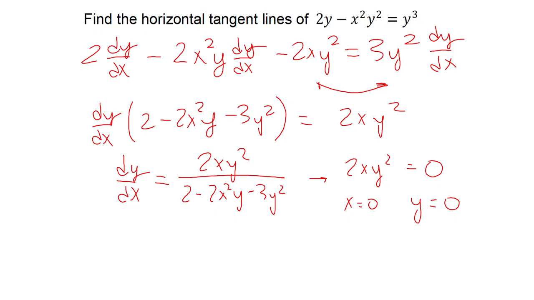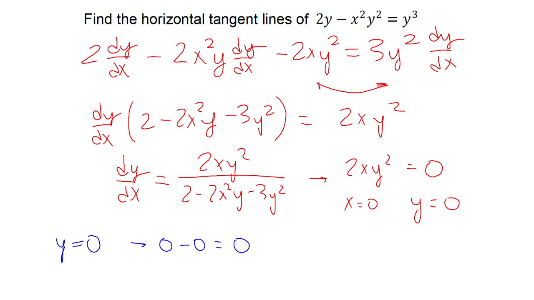So if I plug y equals 0 into the original equation, I end up with 0 minus 0 equals 0. Well, if 0 minus 0 equals 0, that means that no matter what x value I have, y equals 0 is always a horizontal tangent line, as long as it doesn't also make the denominator equal to 0.